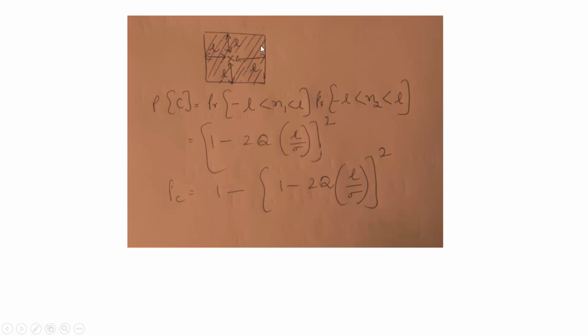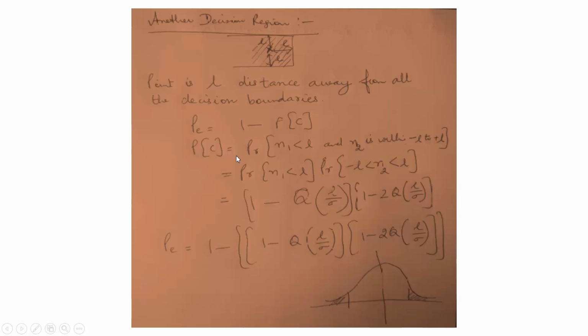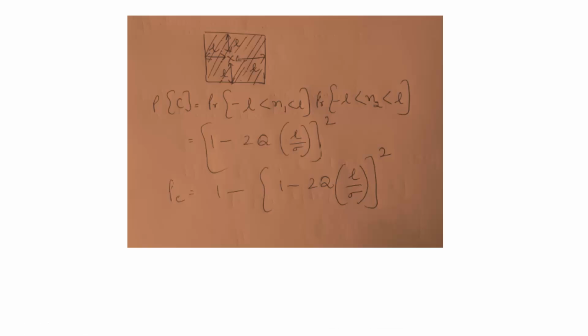And let us talk about the last decision region, in which the signal point is L distance from 4 decision boundaries around it. In that case, the probability of correct decision will be when N1 remains between minus L and L and N2 remains between minus L and L. And this will be squared, and this will give the probability of error. So this is how we can select the decision regions and make the probability of error calculations, right?